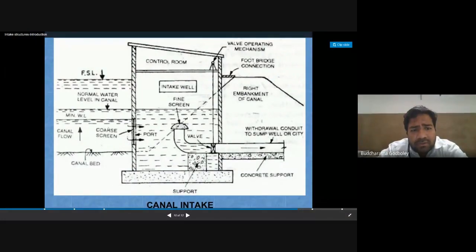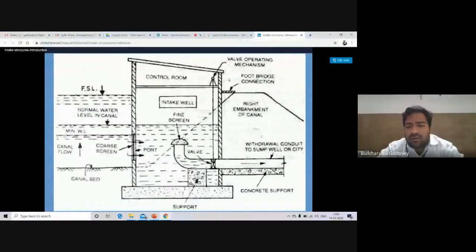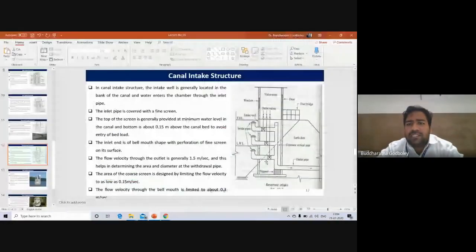So what will happen? The water will get inserted from this. Now this is filled with water, and then a screen is provided over here. A fine screen is provided to avoid the debris and the floating particles. The water will get inserted from this, and then it will go to the water treatment plant. So again, this is a very simple form of intake structure.